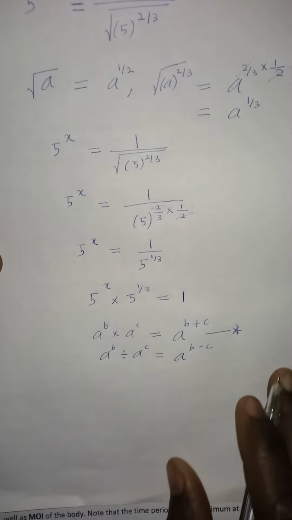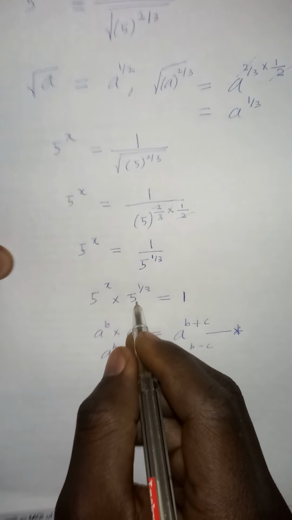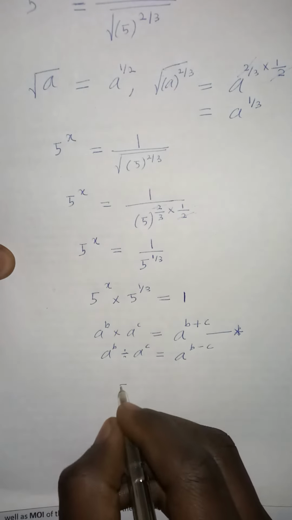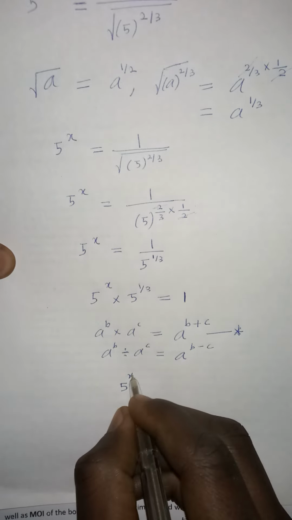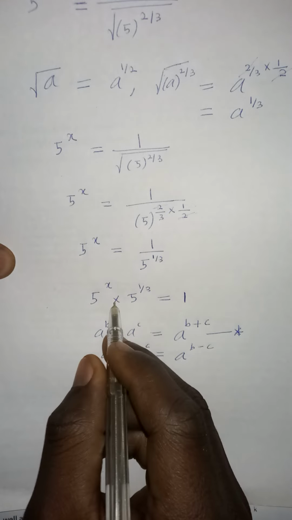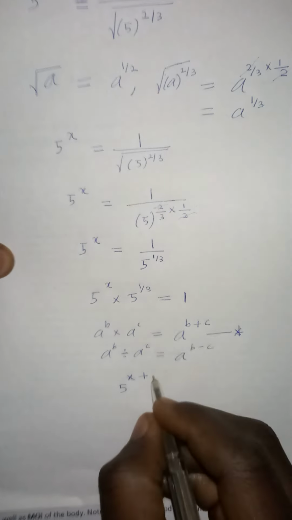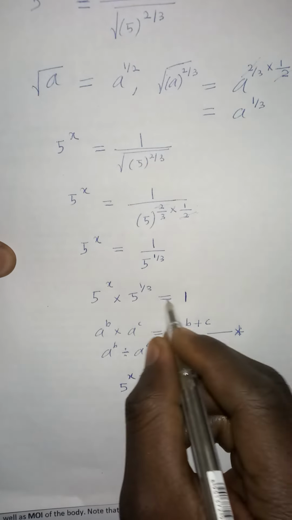So from here we have 5 raised to power x multiplied by 5 raised to power 1 over 3. Since we are having multiplication, there is going to be plus the second power, which is 1 over 3. So this is equal to 1.